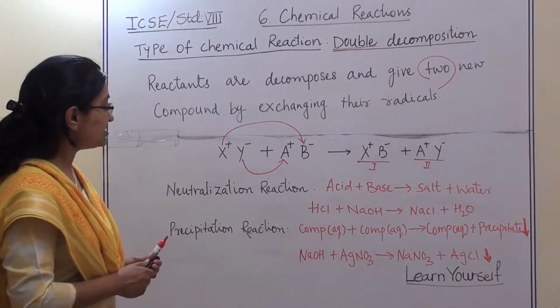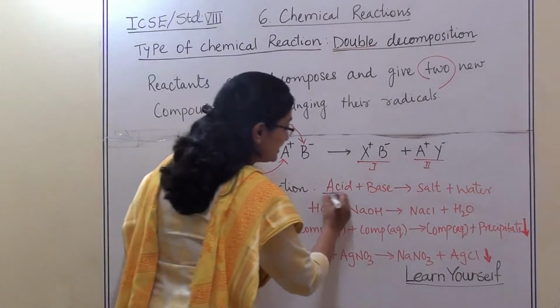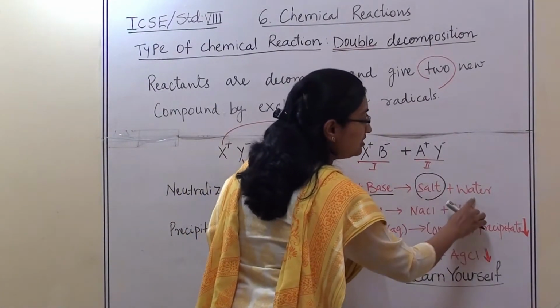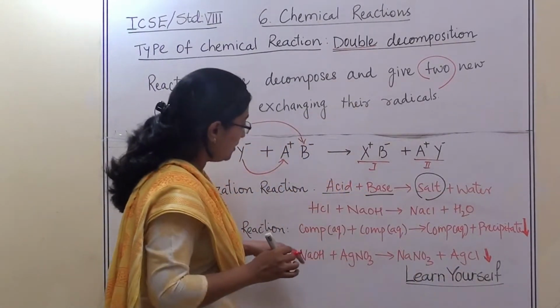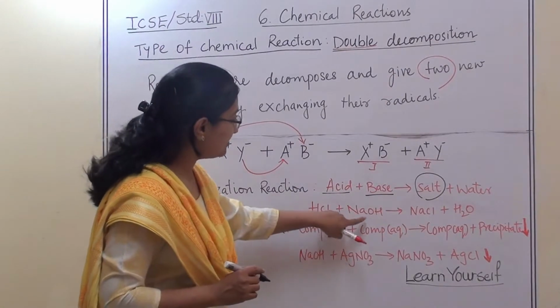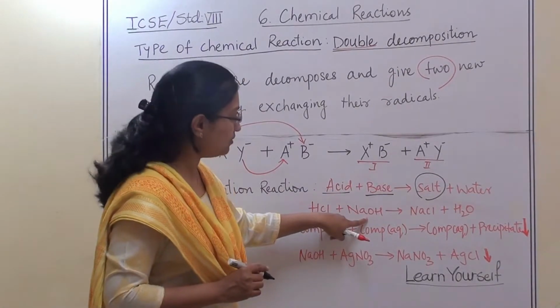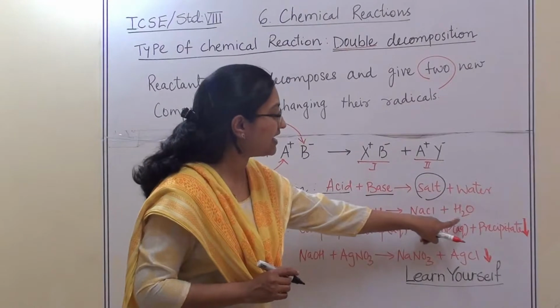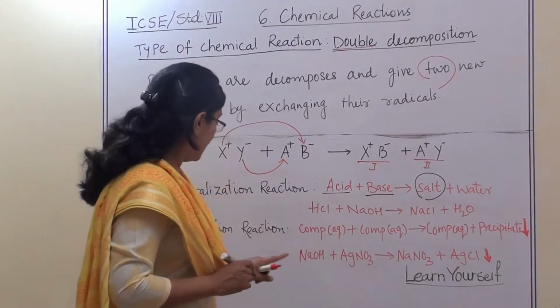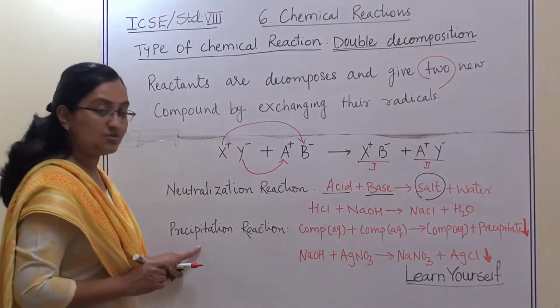What is a neutralization reaction? When acid reacts with base, it gives us salt plus water. What is the acid here? HCl. Hydrochloric acid will react with the base, that is NaOH, and will give us salt and water. This is a neutralization reaction. Second one is the precipitation reaction.